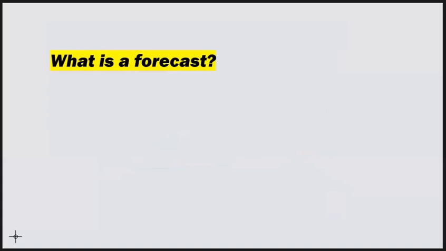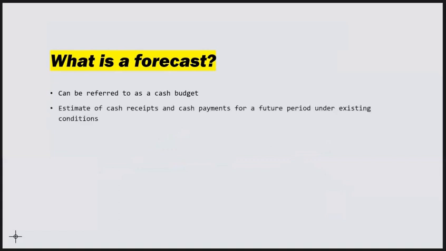What is a forecast then? It can be referred to as a cash budget. It is essentially an estimate of any cash receipts and cash payments for a future period under any existing conditions.